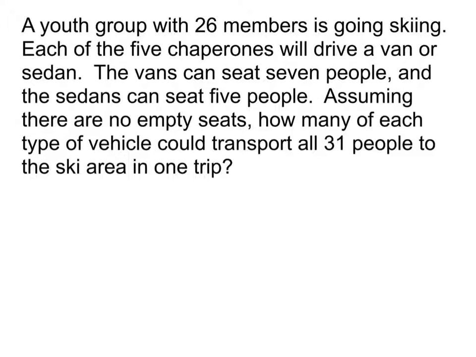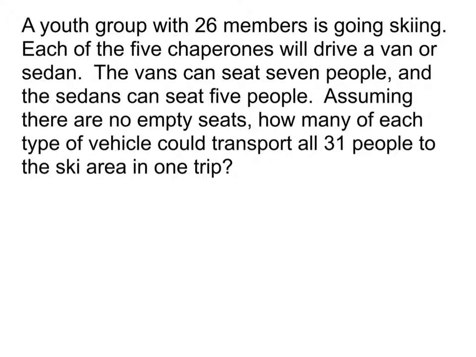So when I take a look at one of these word problems like this, the first thing I like to do is figure out exactly what am I trying to answer, because then that also tells me about the variables. In this case, notice it's asking us how many of each type of vehicle could transport all 31 people to the ski area in one trip. So the question is really one of how many of each type of vehicle. So then that tells me my variables.